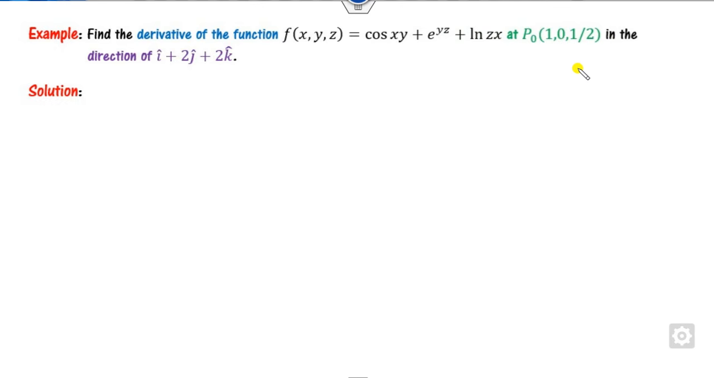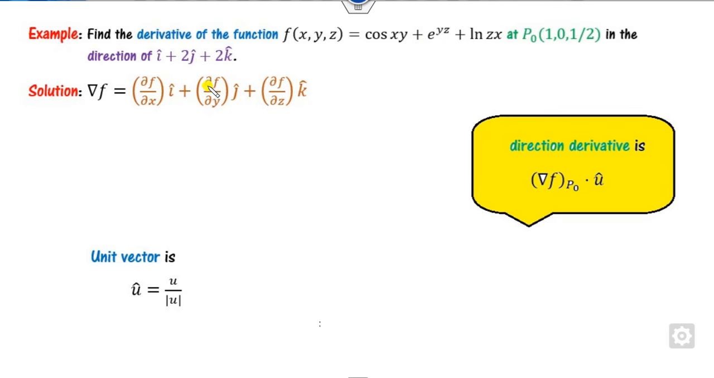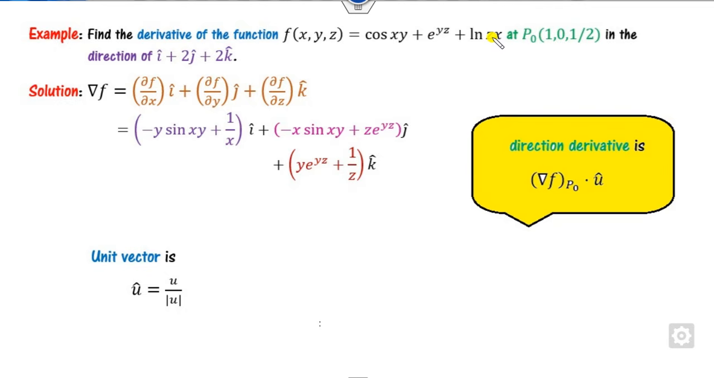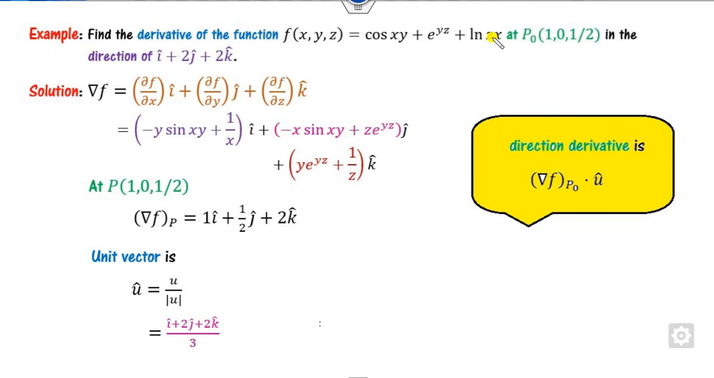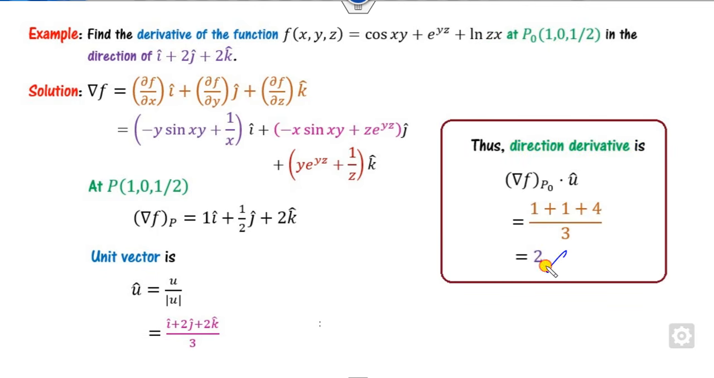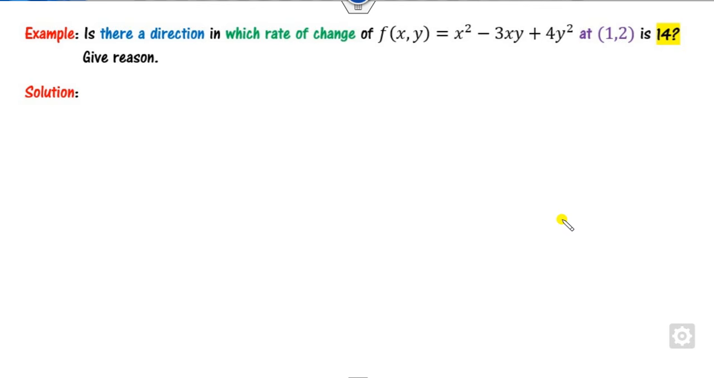Okay, look at the next type. You have to find the derivative, that means the directional derivative. Again it's 3 dimensional, so you can write it like this. You can simply take the partial derivatives, and at the point (1, 0, half) you can find this gradient, substitute, and you will get the answer as 2.